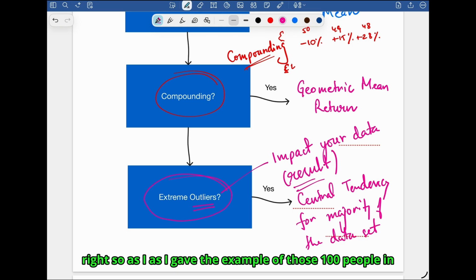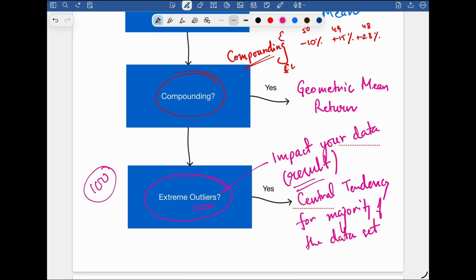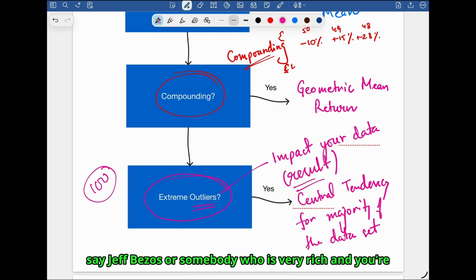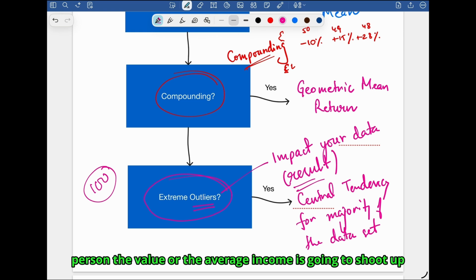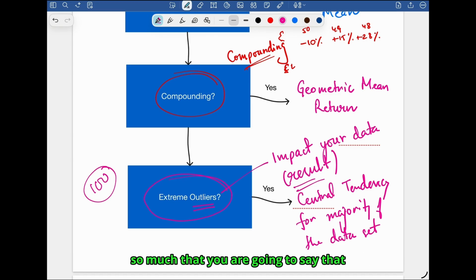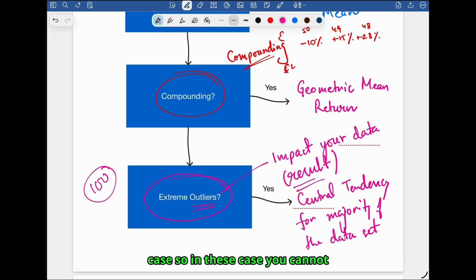As I gave the example of 100 people in a room, and one person, say Jeff Bezos or somebody very rich, and you're trying to find the average annual income of these 100 people, just because of one person the average income is going to shoot up so much that you would say each one of them is very rich, which is not the true case.